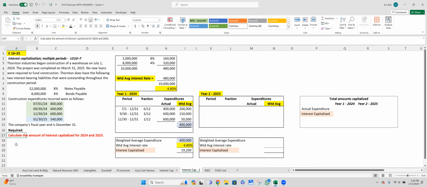So we were asked to calculate the amount of interest to capitalize in 2024. And the answer is 19,200. That's one part of the answer. We still have to do 2025, and we'll see how to do that.